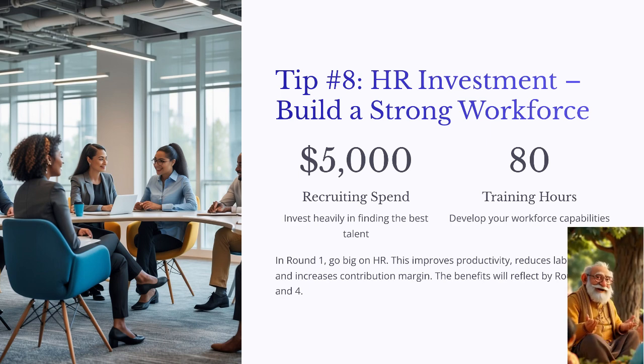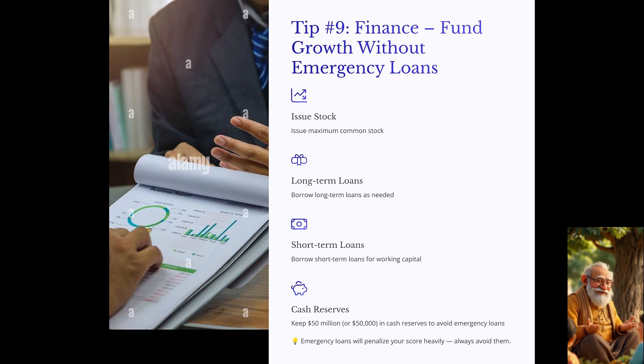Tip number 9, finance. Fund growth without emergency loans to finance R&D, capacity expansion, and marketing. Issue maximum common stock. Borrow long-term loans as needed. Borrow short-term loans for working capital. Keep $50 million, or $50,000, in cash reserves to avoid emergency loans. Emergency loans will penalize your score heavily.